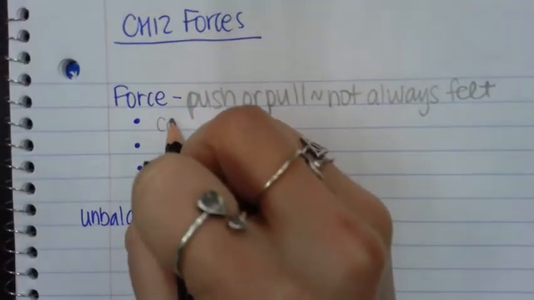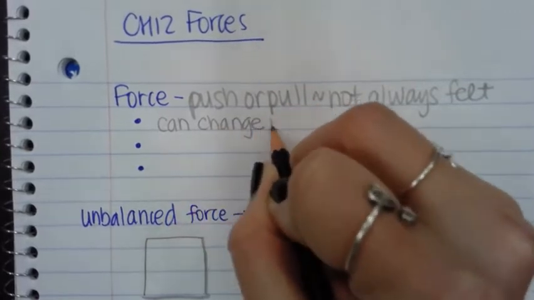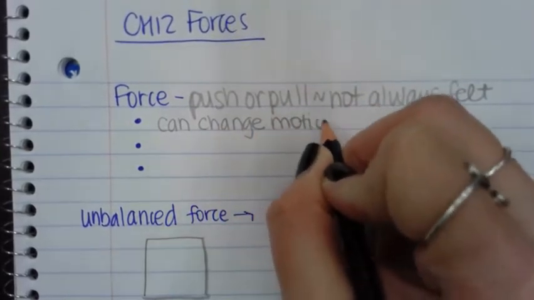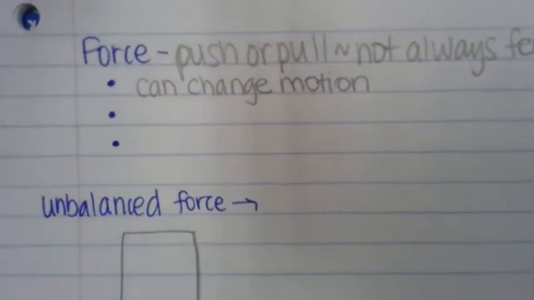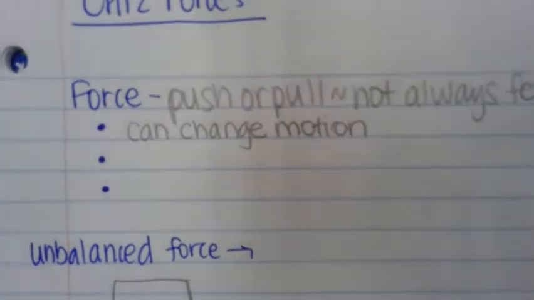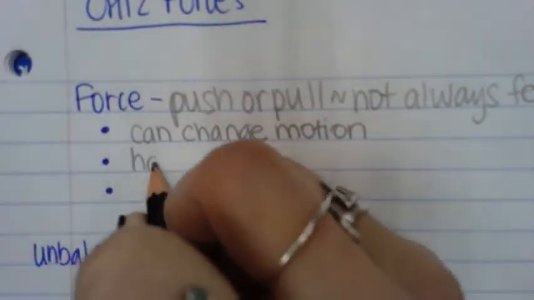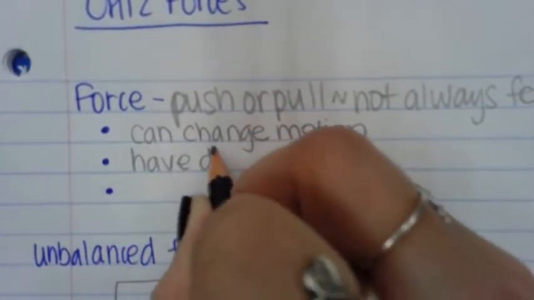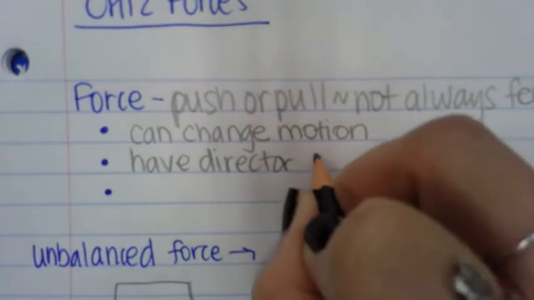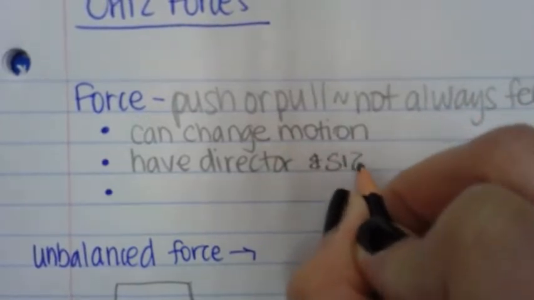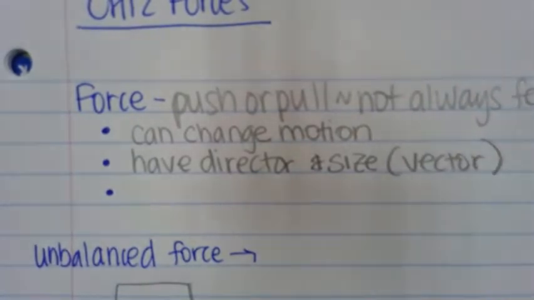Forces can change motion, and sometimes they don't, because Earth's gravity is not causing us to move, it's just causing us to stay where we are on Earth, not floating up. They have direction, which means that they are vectors, and size or magnitude, because vectors have size and direction.